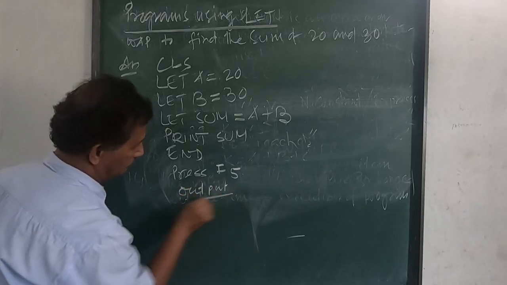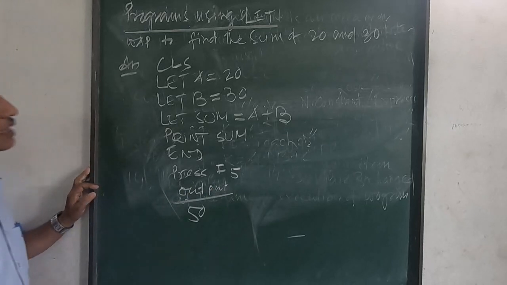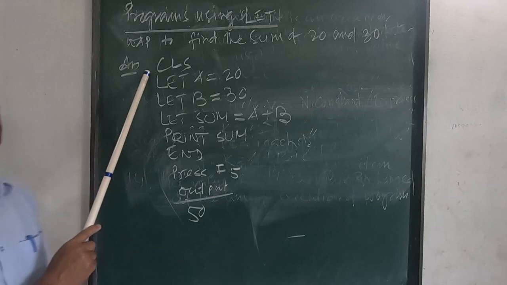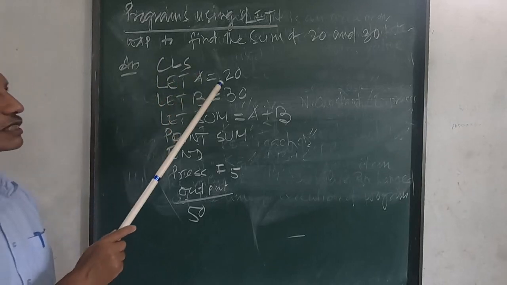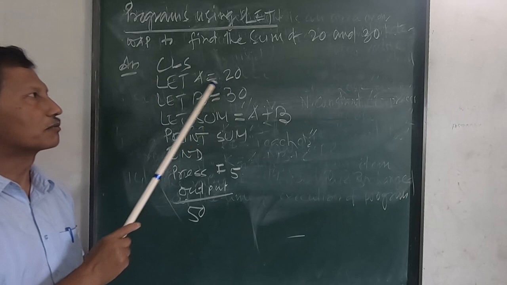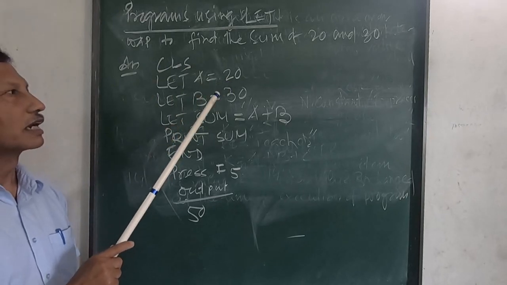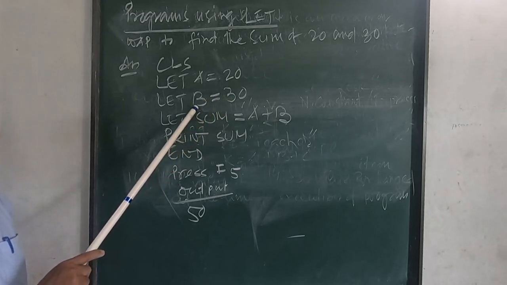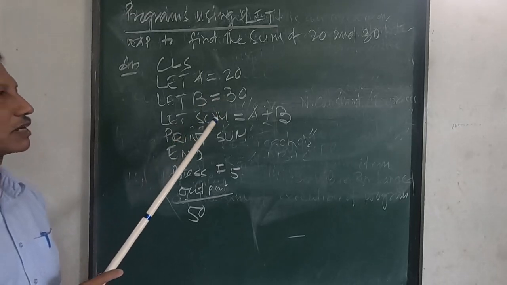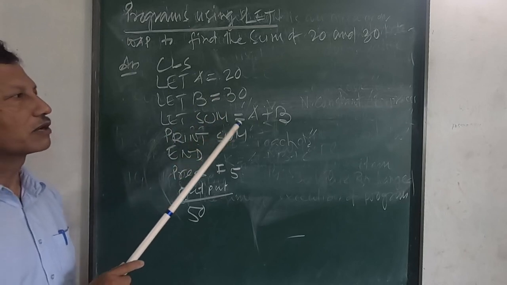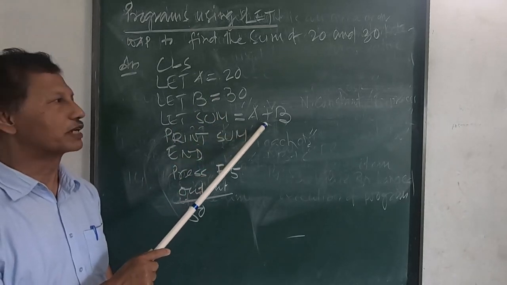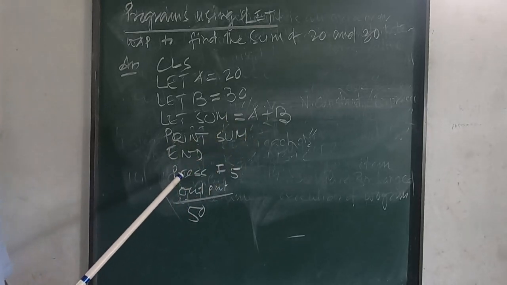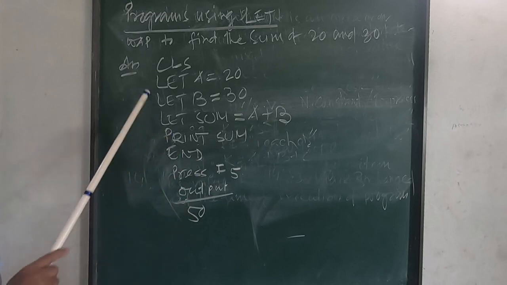Output 50. So here you see CLS used at the beginning to clear the screen. In the second line you see 20 is assigned to the variable A, a numeric variable. Next line, 30 is assigned to B, and in the next line you are using a variable called sum where you are adding two numbers, A plus B. The next line is print sum, and when you press F5 you will get 50.